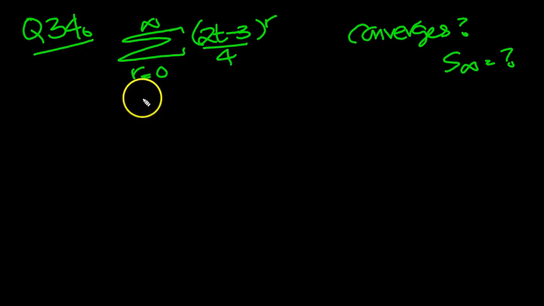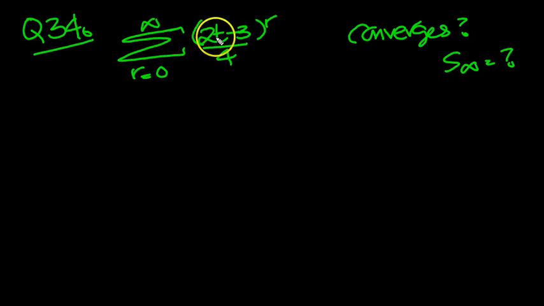Okay, let's have a look at 34 then. We've got the sum from r equals 0 to infinity of (2t minus 3) to the power r over 4. We want to find out whether this series converges, and if so, for what values of t it does converge. And we also want to find, in that case, what the sum to infinity is as well.